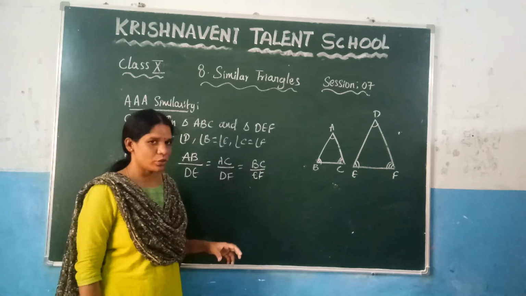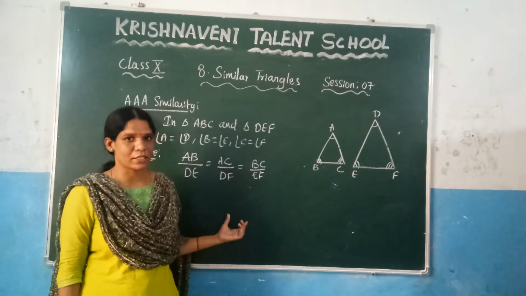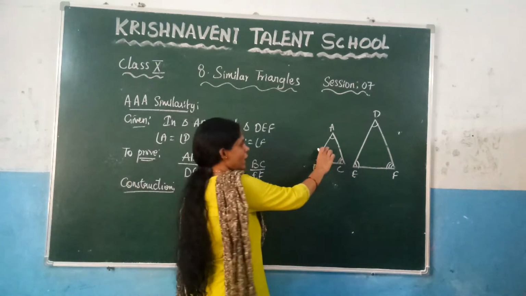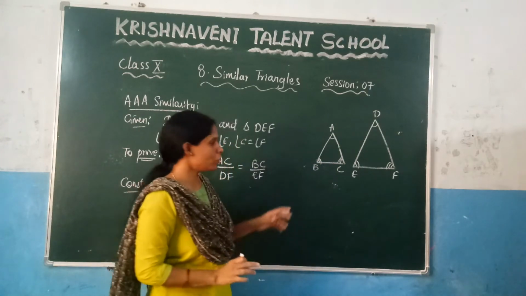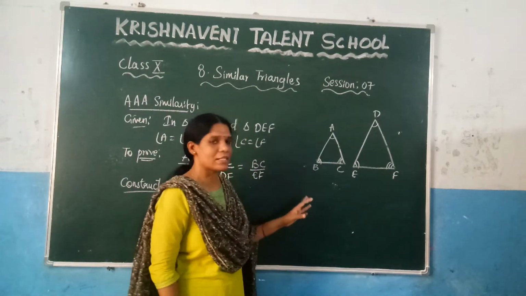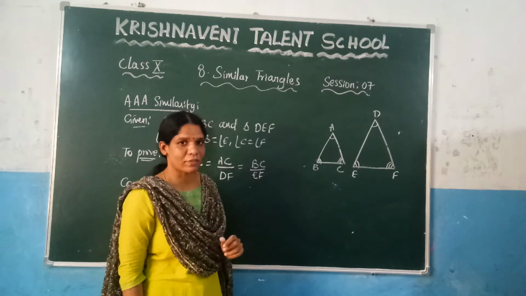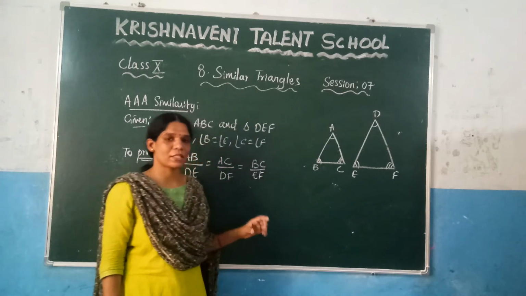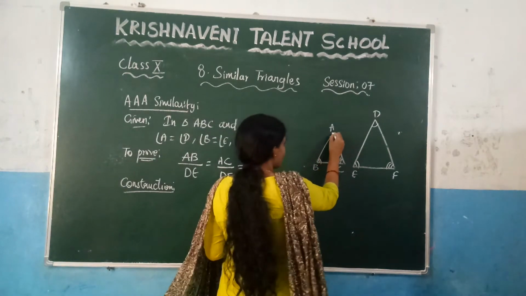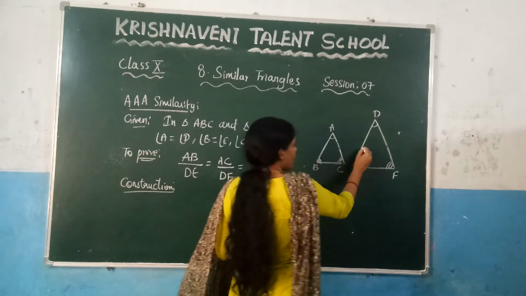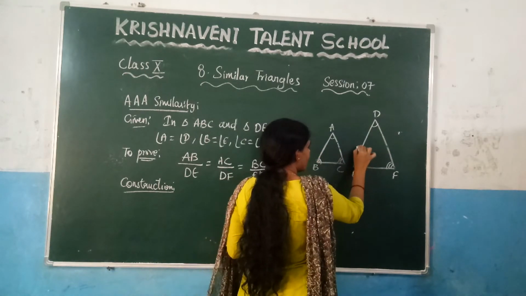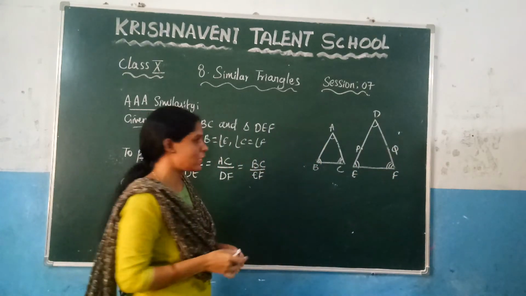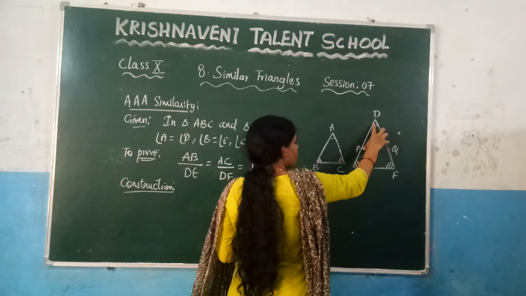Because we need to use the congruency criterion in this theorem, we need to construct one triangle such that this triangle is congruent to one more triangle. You know that in these two triangles the angles are equal but the sides are not equal. You can observe that these sides are proportional but they are not equal. Now we need to construct some sides such that the length of AB must be equal to, let us consider two more points P and Q. And we take these two points such that the length of AB must be equal to the length of DB.